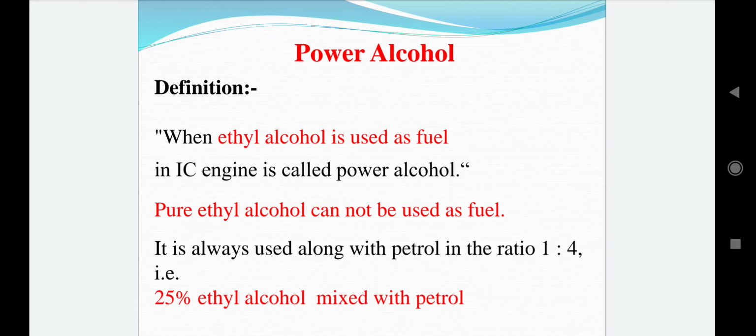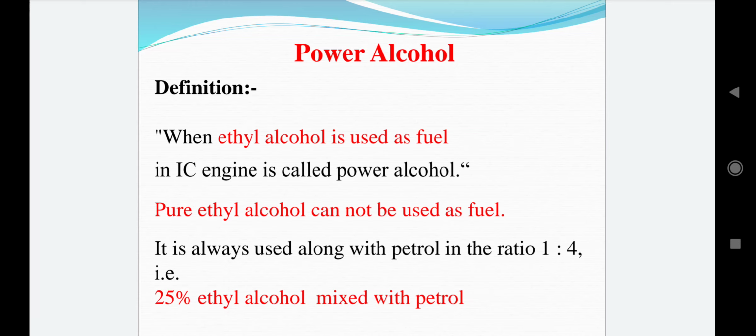Dear students, ethyl alcohol is used as a fuel in combination with petrol. I mean, pure ethyl alcohol is not used as a fuel. Ethyl alcohol is mixed with petrol, and what is the ratio? The ratio is 1:4, that is one part of ethyl alcohol and 4 parts of petrol, or you can say 25% ethanol, that is ethyl alcohol, is mixed with the petrol.